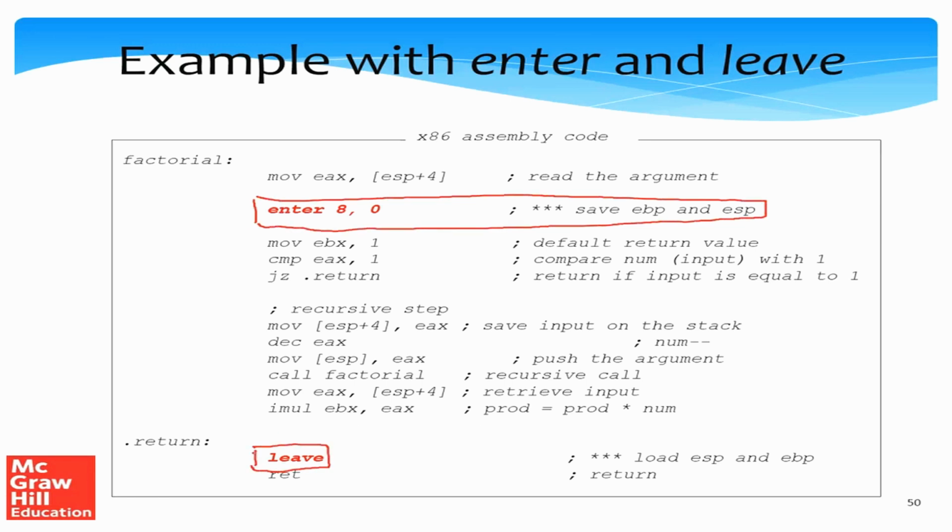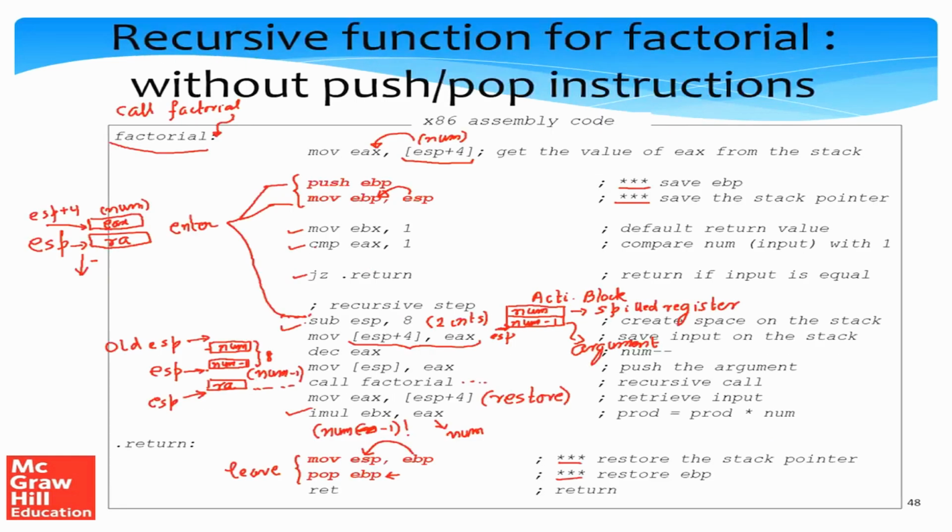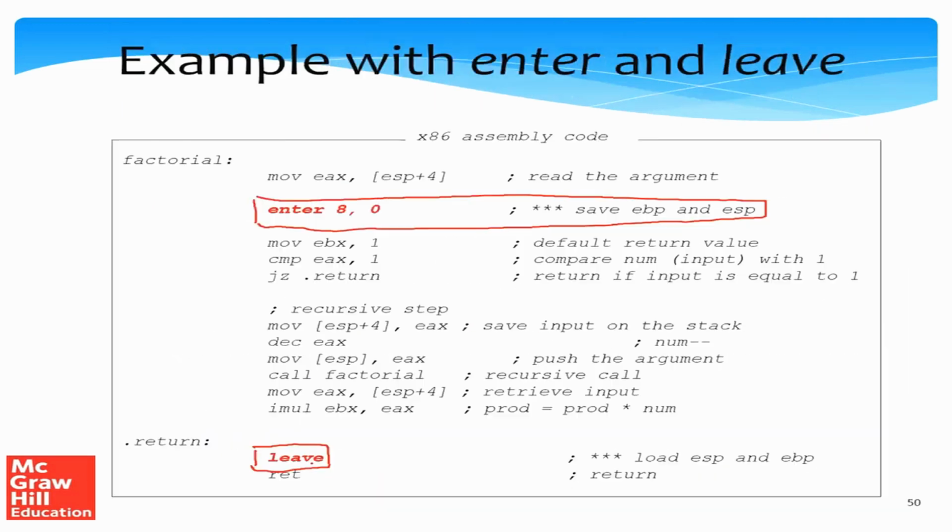So let me go back to the complicated figure that we have complicated by writing a lot of things. So essentially these three instructions get fused into one and these two get fused into one. So we call the enter instruction, which saves the base pointer and the stack pointer and also creates an activation block of size 8 bytes. The rest of the code is the same. Then we save the input on the stack, right? Saving the input on the stack is essentially same as spilling, right?